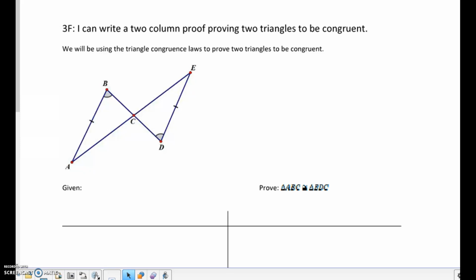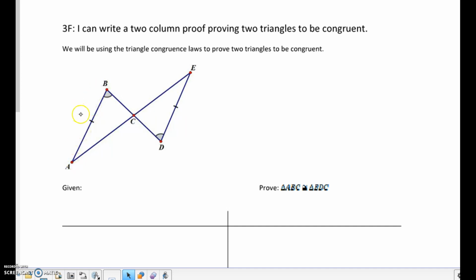And welcome to lesson 2F. I can write two-column proofs, proving two triangles to be congruent. So looking at this, we are going to use our new triangle congruency laws to help us prove two triangles to be congruent. My suggestion is you start every single proof by looking at what you're given, and if you can add anything to your drawing, and making a plan.